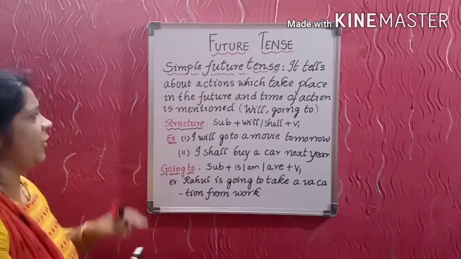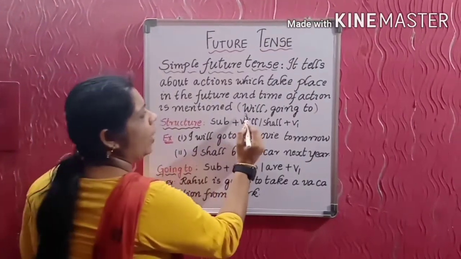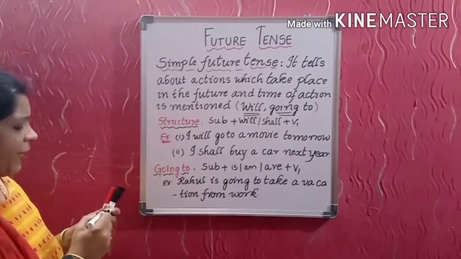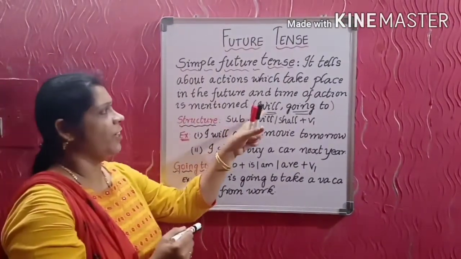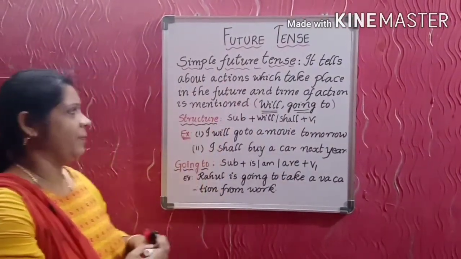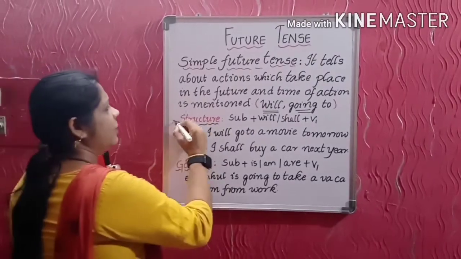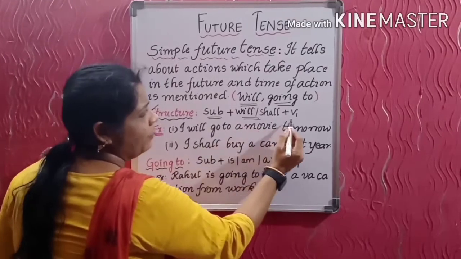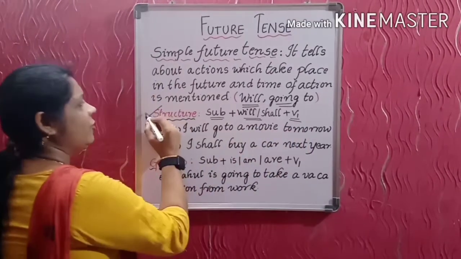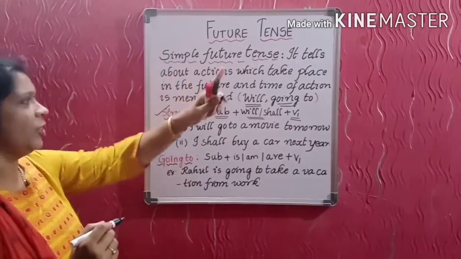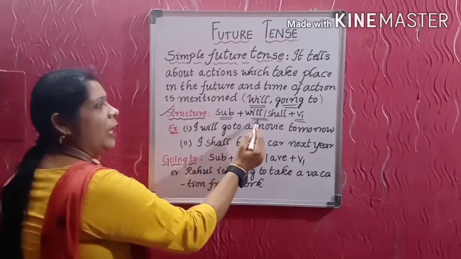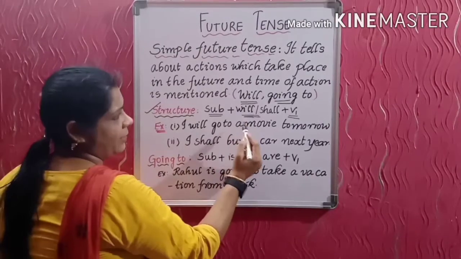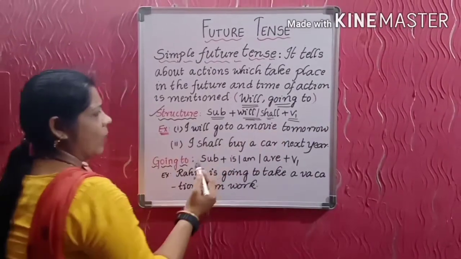Now coming to the structure. Generally, we see that will and going to are used in the structure of the simple future tense. Coming to the structure, subject plus will or shall and V1. This is the basic structure of a simple future tense. You can use will or shall. Will is generally used for affirmative and negative sentences. Shall is used for the remaining ones.